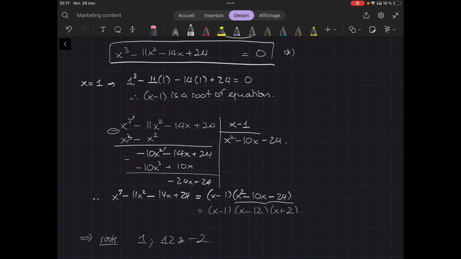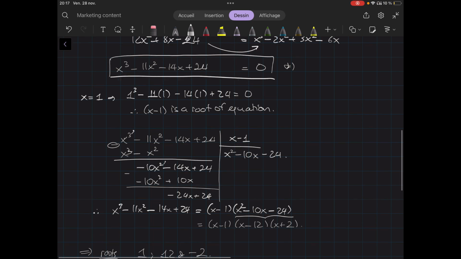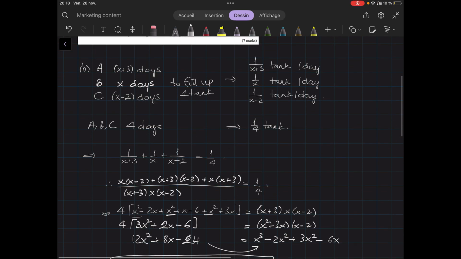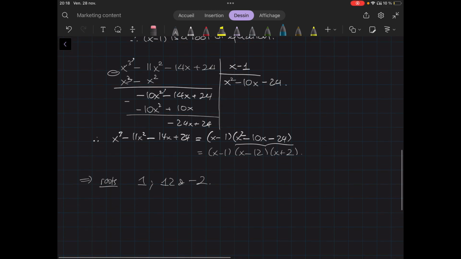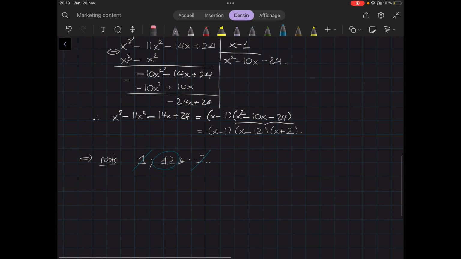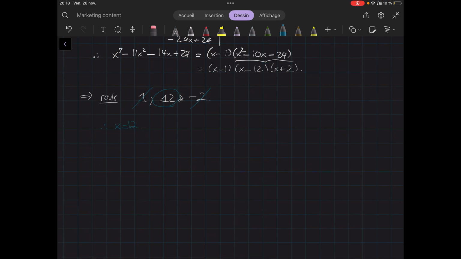This is where it's important to go back to the original question. Pipe C on its own is going to fill up the tank in x minus 2 days. The number of days cannot be negative. Therefore, x has to be greater than 2. Going back to our options, we have 1, 12, and negative 2. We can only accept 12. Therefore, x is equal to 12. And this is the end of the question.